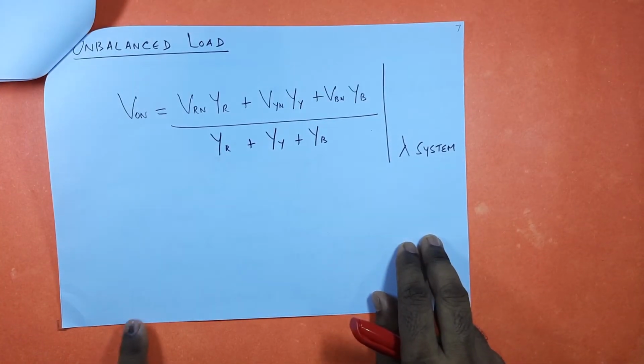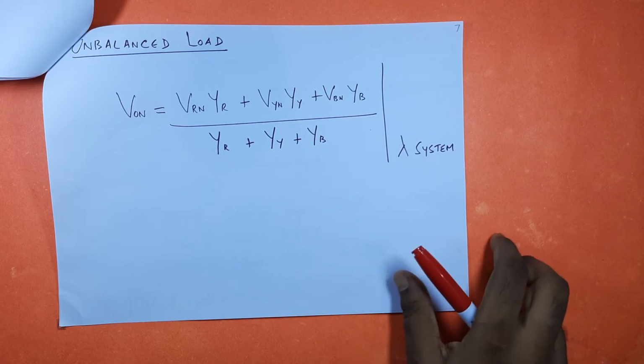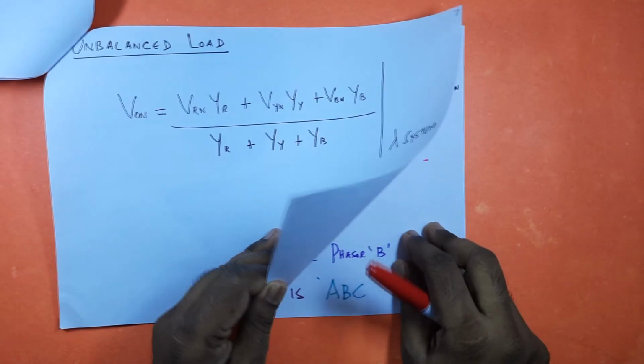Unbalanced load. This is with respect to a star connected system. VON, that is the neutral voltage, equals (VRN YR plus VYN YY plus VBN YB) divided by (YR plus YY plus YB). So this Y is nothing but the admittance of each phase, R phase, Y phase and B phase.